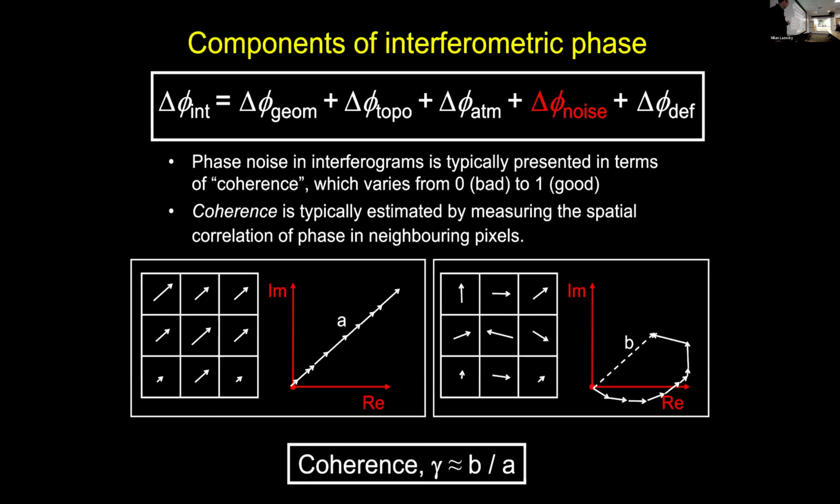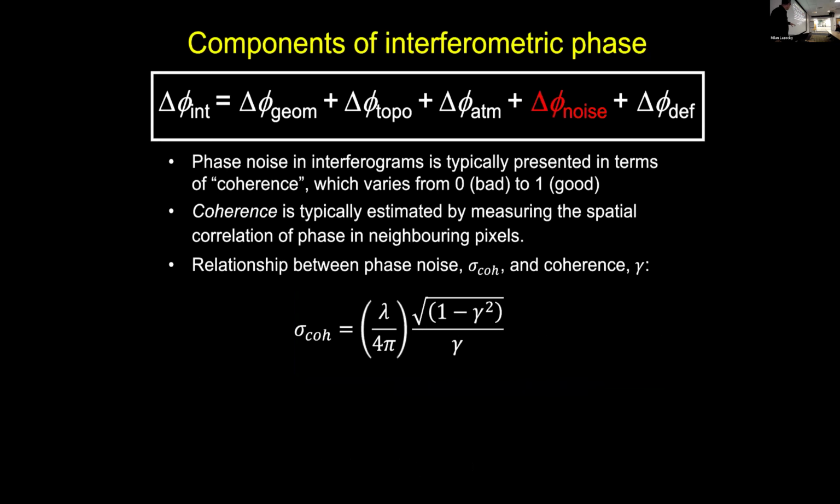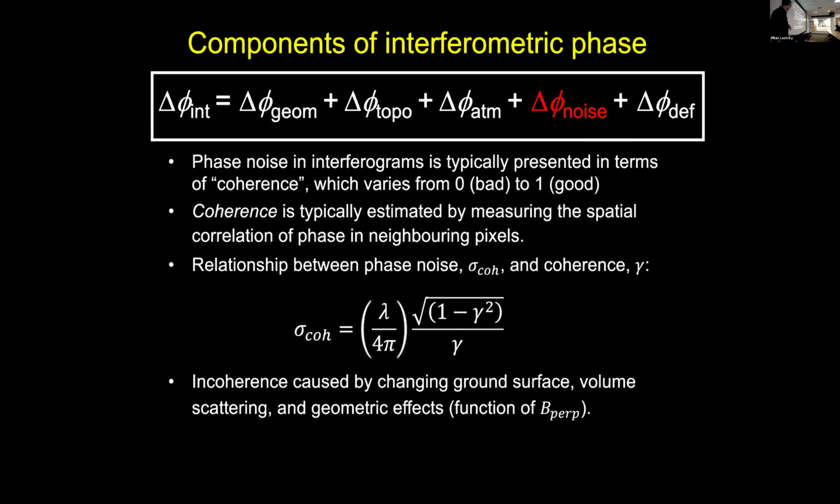You can do something similar in time to get temporal coherence. Typically, people are measuring it in space. So this is the sort of mathematical relationship. If you want to go from the coherence to the phase noise, you can use this relationship here. Now, that's basically the incoherence.